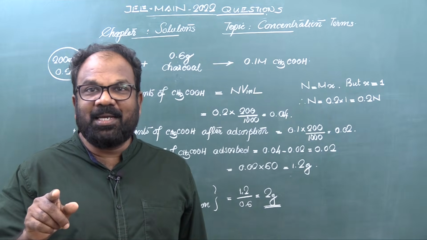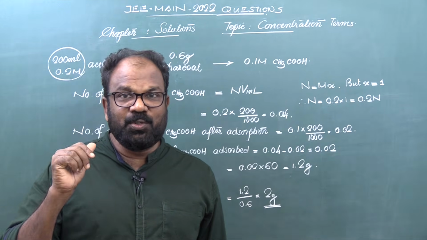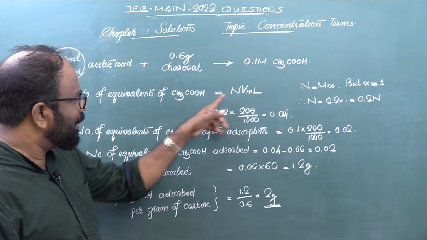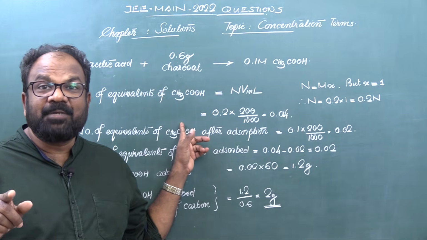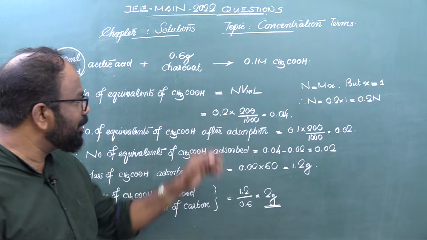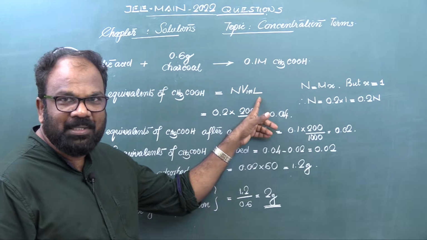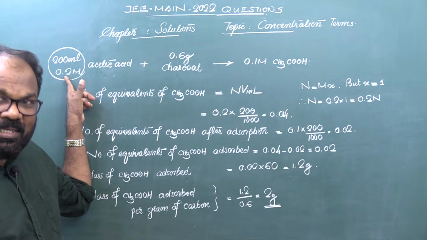First of all, we can calculate the number of equivalents of acetic acid present in the initial solution. That is equal to its normality into volume in liter. That means the number of equivalents of a solute in a solution can be calculated using the equation normality into volume in liter. But here normality is not given, molarity is given.